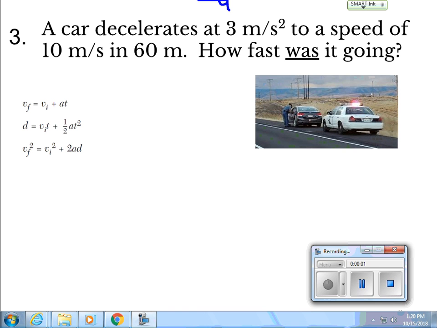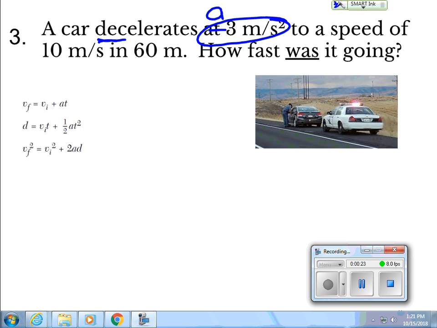Okay, I'm going to show you how to solve these problems. This one is number 3 for your homework packet. Alright, so a car decelerates at 3 meters per second squared. This is your acceleration. Notice it says decelerates, so you're going to make sure you put a negative sign. There's your A. That's your acceleration.